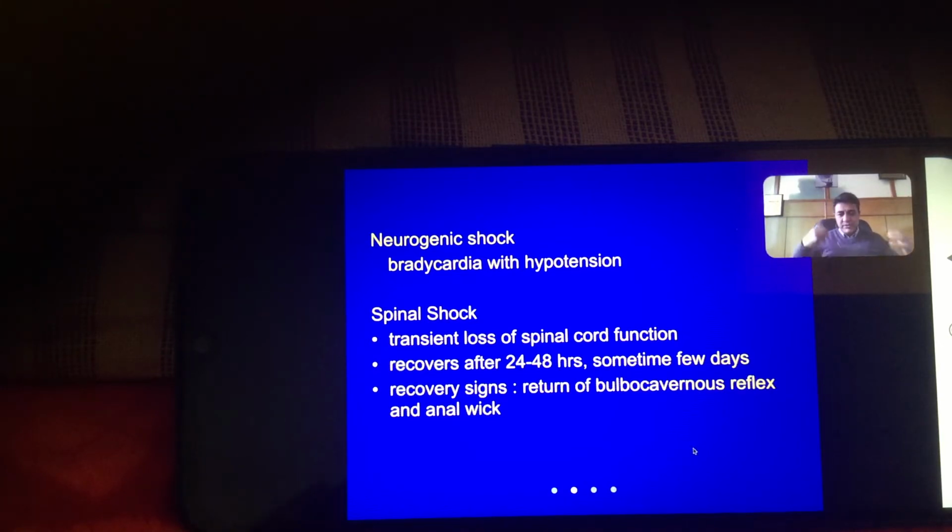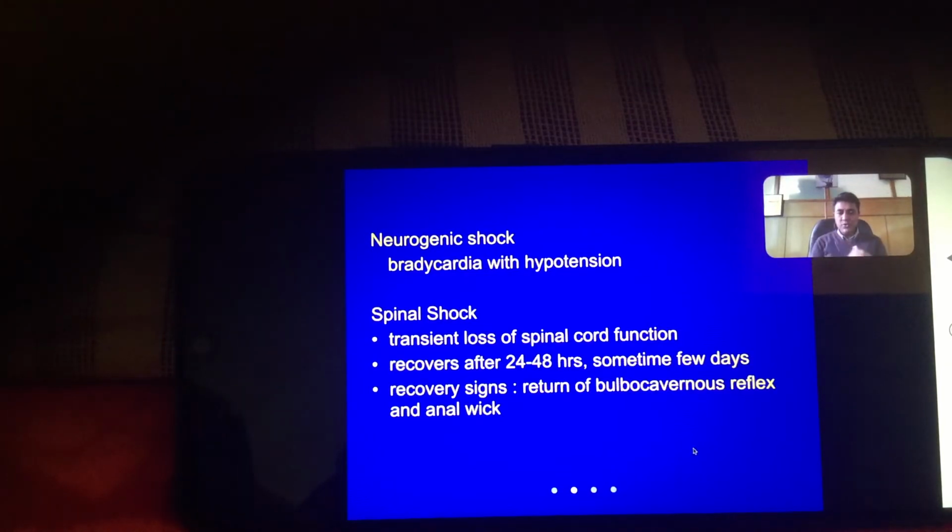So when a patient with a spine injury comes to you the first time unable to move his upper limb and lower limb, you shouldn't say that this is the final nerve injury the patient is having. The patient might still be in spinal shock. When he recovers from spinal shock, usually the neurological function will come back.